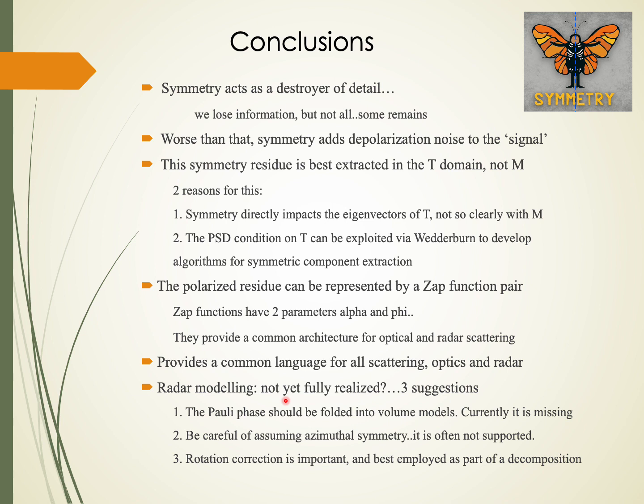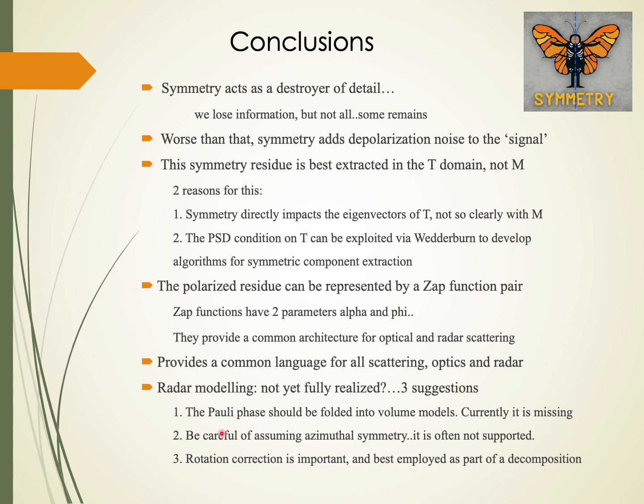There's been so much work done on modeling random media in radar backscatter, but frustratingly, I think it's still not there, and I have three particular suggestions that we've seen. First of all, the Pauli phase should be folded into volume models. It's there, it's allowed in the symmetry, it survives the symmetry averaging that we put forward, except in its most extreme form of azimuthal symmetry. But as we've seen, that's a rather artificial mathematical structure rather than anything matching the physics of what we see in real domains. So currently Pauli phase is missing.